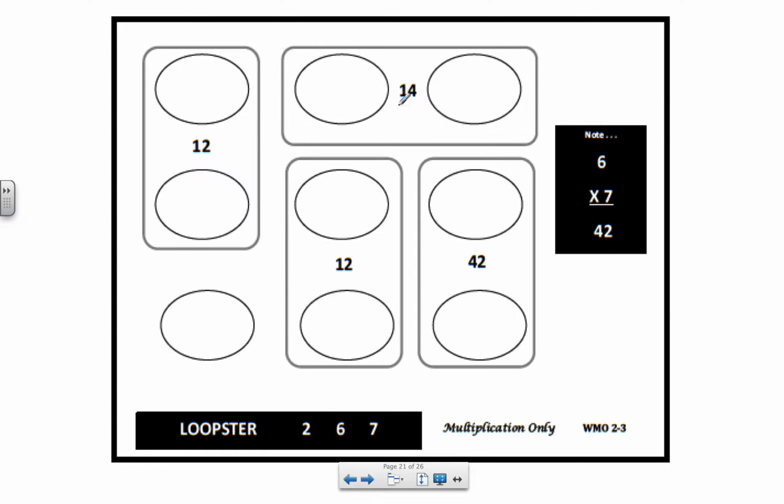That means I need 2, 6, 7 in every row, 2, 6, 7 in every column, just like a Sudoku puzzle. So here we go. Let's begin. Using 2, 6, and 7, which 2 numbers are going to multiply to make 12? Well, obviously it's the 2 and the 6. The question is, is it 2 on top and 6 on bottom, or 6 on top and 2 on bottom?